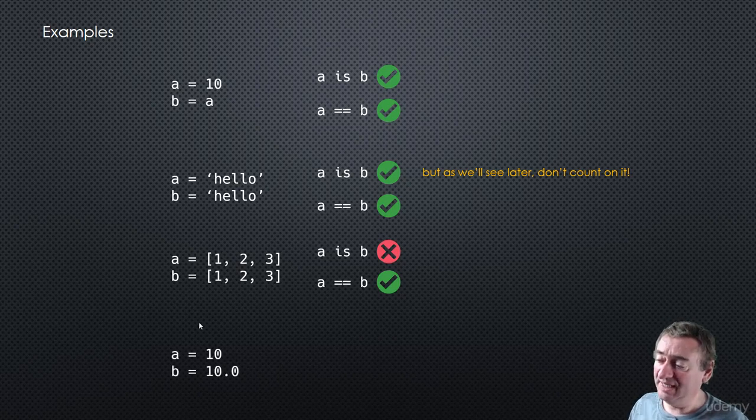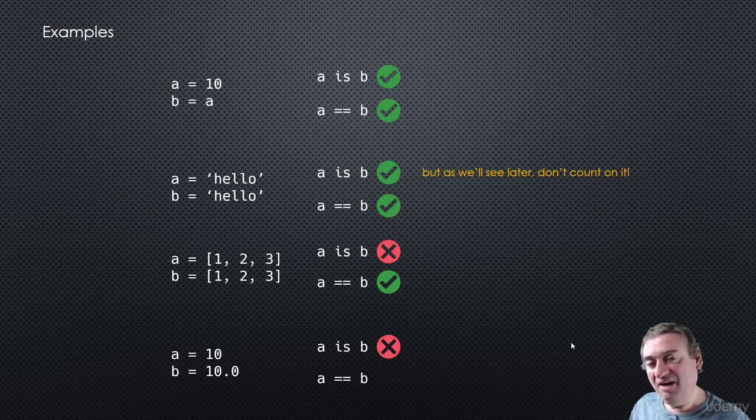So now let's look at this last one, which is a little bit different because a equals 10 and b equals 10.0. So this first one, a, is an integer, but b is a float. So in this case, Python is not going to create a shared reference like we would have if a equals 10 and b equals 10. So a is b is going to be definitely false. And a equals b, even though it's not the same data type, right? a is of type integer and b is of type float.